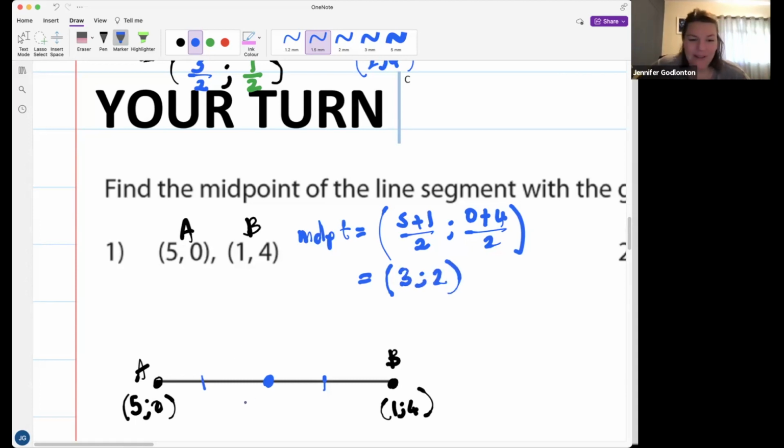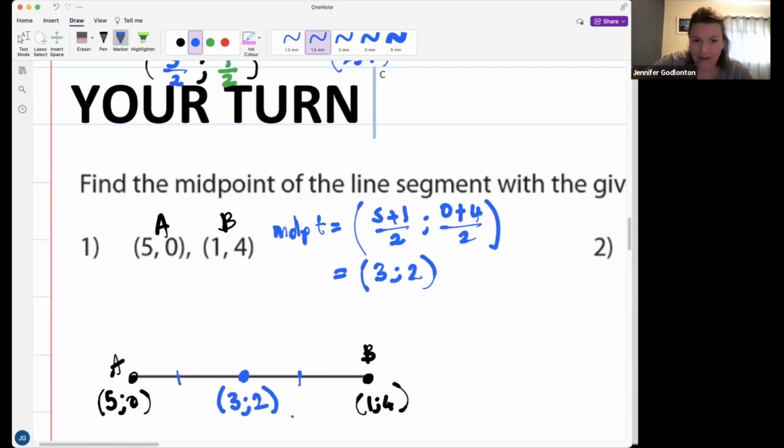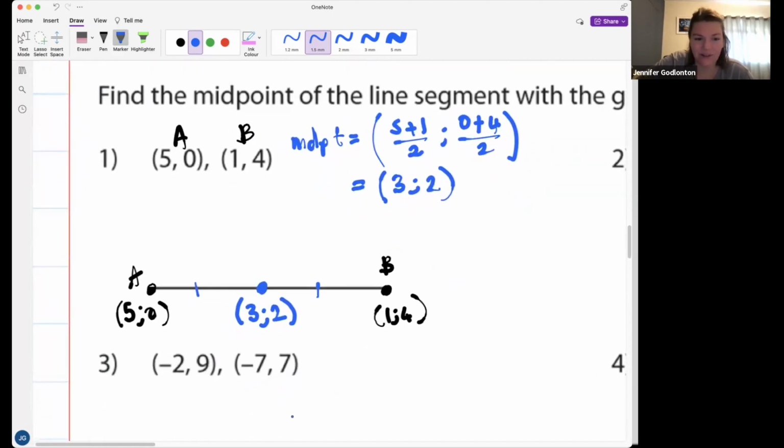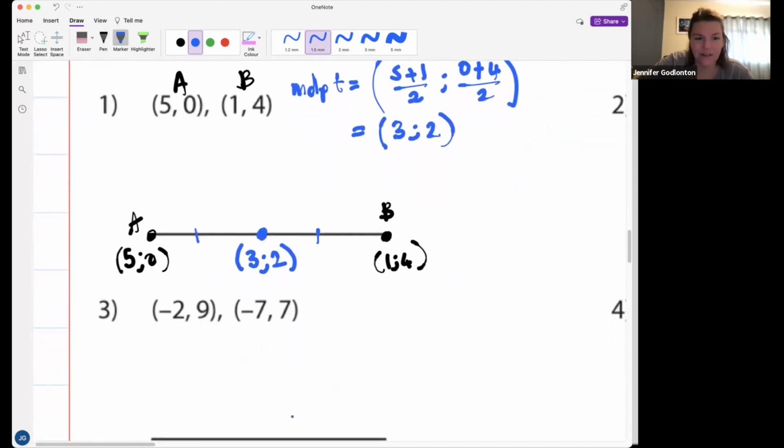So our midpoint's chilling over here. We'll have the coordinates 3 and 2. So if you got that, give yourselves a big applause, a badge. Give yourself something that will make you happy. That was great. Okay, I'm going to move on to our second one. I'll try and leave this on the screen for anyone who is still working on it.